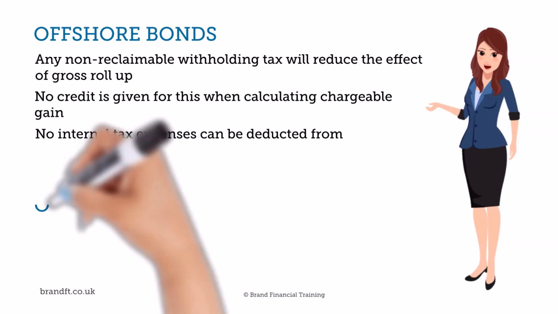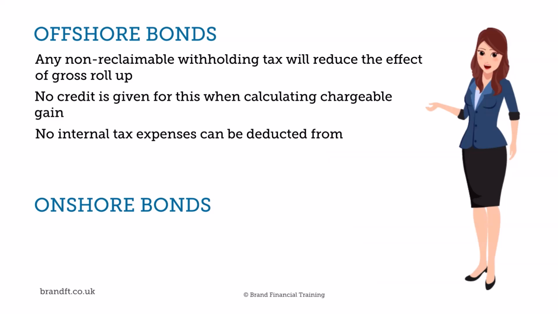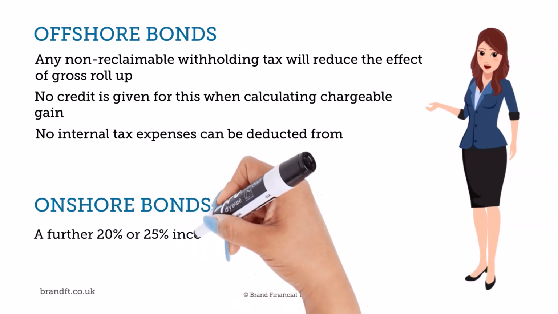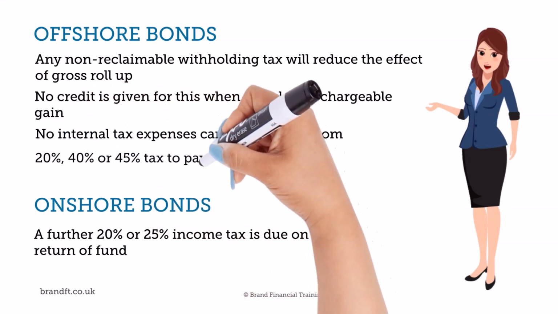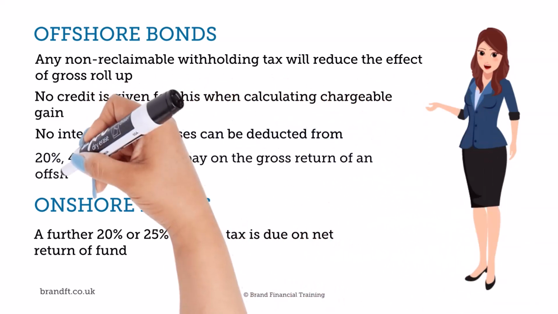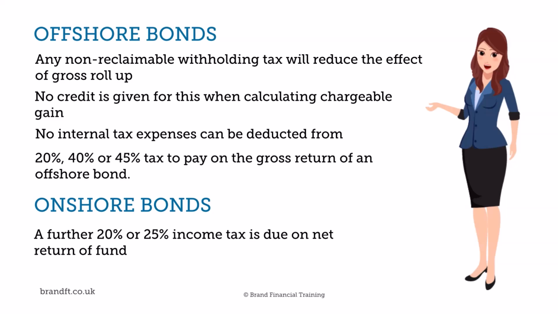With onshore bonds, a further 20 or 25% income tax is due for higher rate and additional rate taxpayers respectively on the net return of the fund, i.e. the return after corporation tax on income and gains, equivalent to the basic rate of 20% is deemed to have been paid. This compares to 20, 40 or 45% on the gross return of an offshore bond. This can lead to higher net gains for onshore bonds.